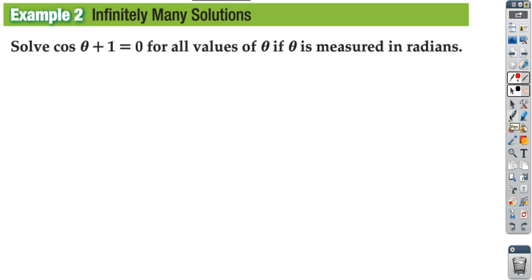Okay, and this is an example. It's going to say solve this for all values of theta if theta is measured in radians. Okay, so this is not really one of the techniques. This is just kind of solving a basic equation. Sorry, that's supposed to be a -1 right there. So we get cosine of theta equals -1.